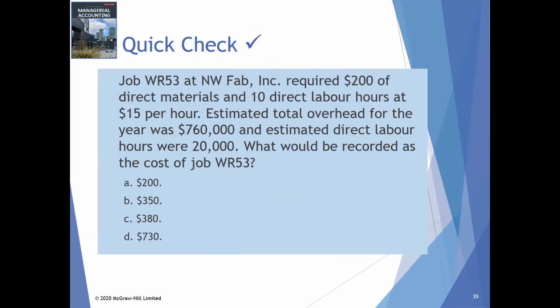This is another example in front of you. Look at this example, and I'm giving you 3 minutes to answer this question. Here 200 is the direct material, 10 is the direct labor hours at 15 per hour, and the estimated total overhead cost for the year was 760,000, and estimated direct labor hours were 20,000. What would be recorded as the cost of job WR53? This is the name of the job.